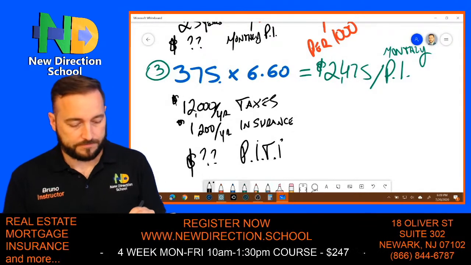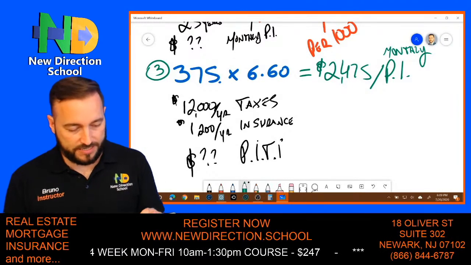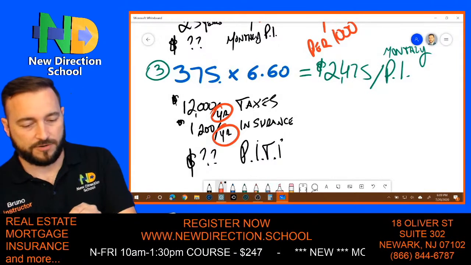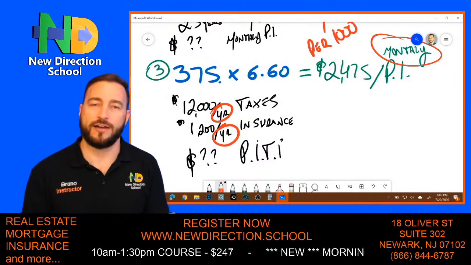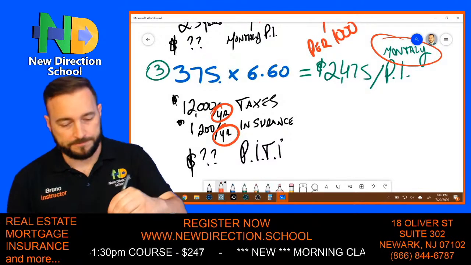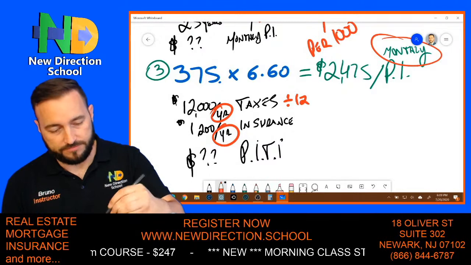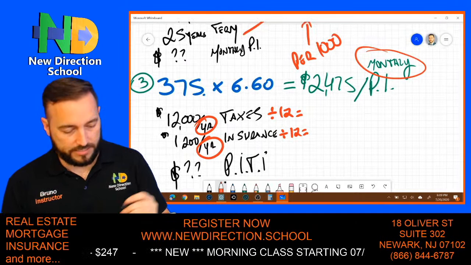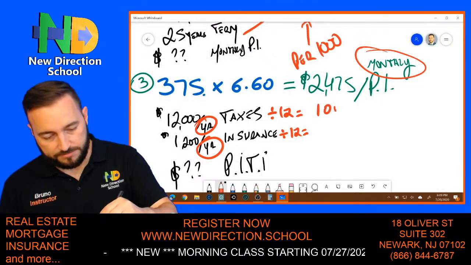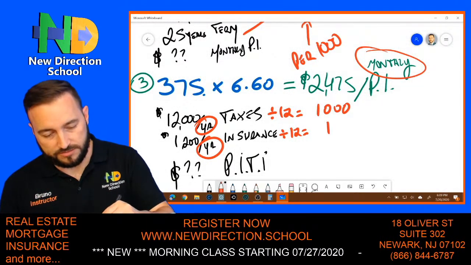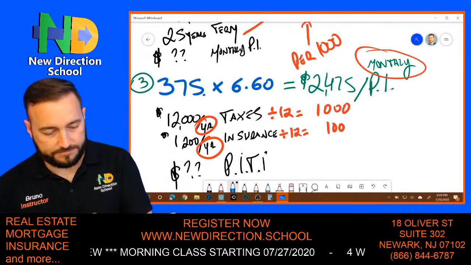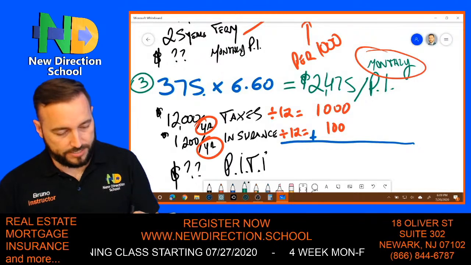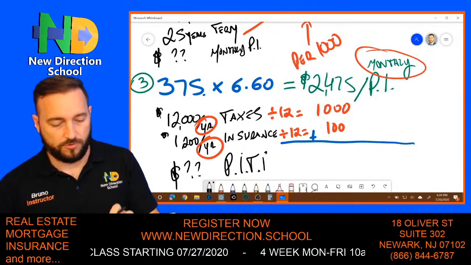Okay. Things to remember for the state exam is that this says yearly, per year. If this number is monthly, what do you have to do? Very simple. Divide by 12. And now you have $1,000 a month, right? And you have $100 a month. All you have to do, you're gonna add them up. And this is your brand new bill for your mortgage.